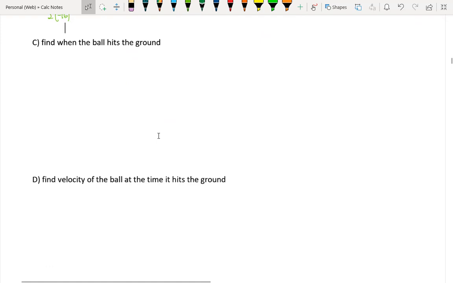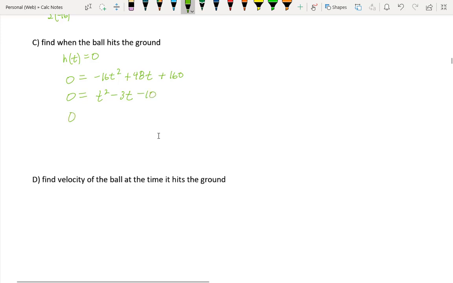Alright, find when the ball hits the ground. So we want to know when the height is 0. Okay, so we want to know when h of t equals 0. Let's see if we're going to need a calculator for this one or not. Negative 16t squared plus 48t plus 160. Well, I know I can divide all that by negative 16, so I'm going to start there. Negative 16 would leave me positive t squared minus 3t minus 10.